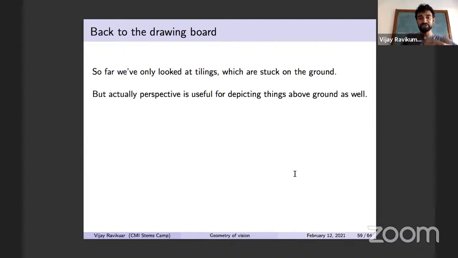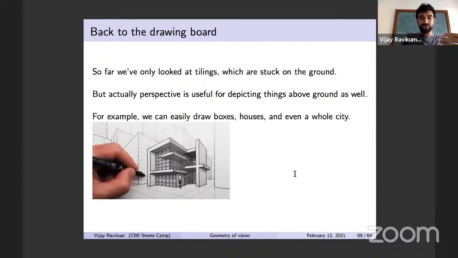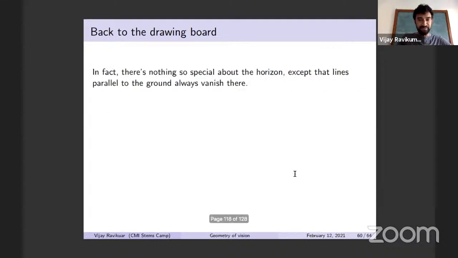But actually, perspective is useful for depicting things above the ground as well. You can easily draw boxes, houses. You can draw a city just using some of these basic rules of perspective that we talked about, of having vanishing points on the horizon and just expanding from there. And there's nothing special about the horizon.